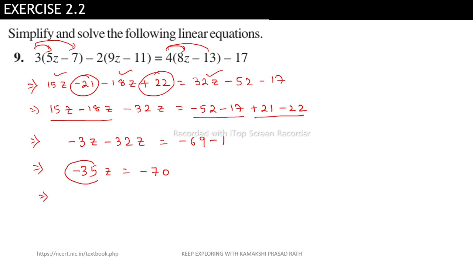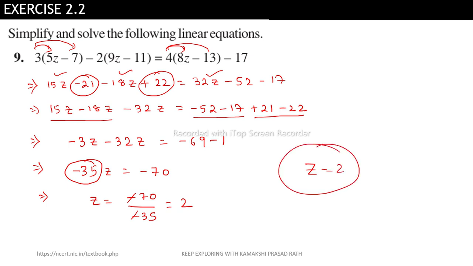Next, minus 35 is multiplied, so minus 35 has to be divided. Minus and minus gets cancelled, minus by minus is plus, so 70 by 35 we get 2. So z equals 2 is the solution for our given equation.